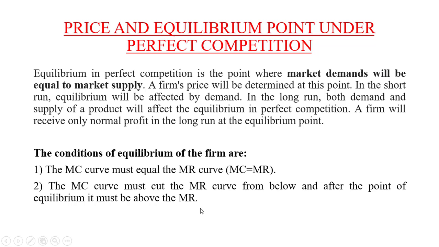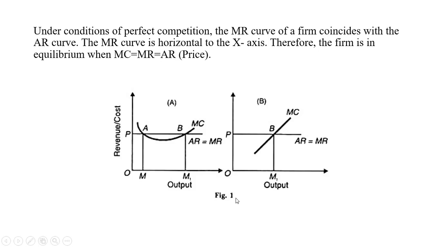So this full explanation you can understand with this diagram. See here, under the condition of perfect competition, the MR curve of a firm coincides with the AR curve. Now you can see here, this is the MC curve. In this figure 1, here we take the cost and here we take the output. This is the MC curve, and here one straight line is there, that is your AR curve and MR curve. AR means average revenue and MR means marginal revenue. When you see this diagram, you can see two points, A and B.